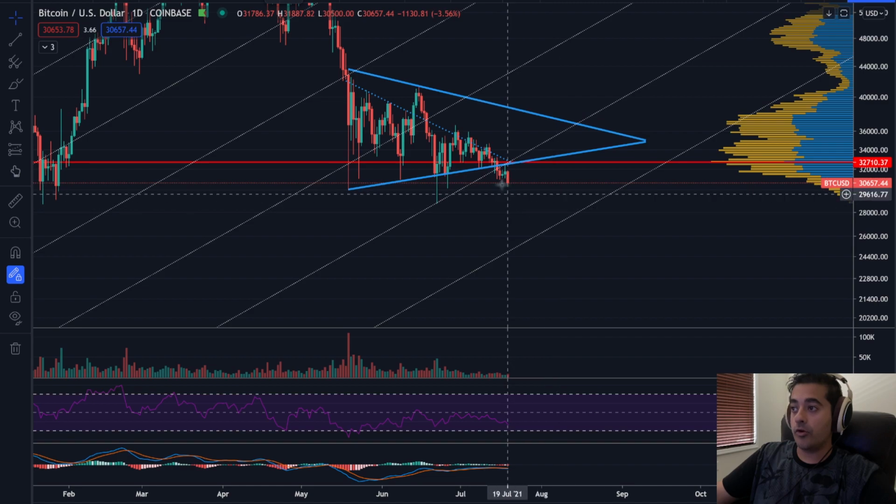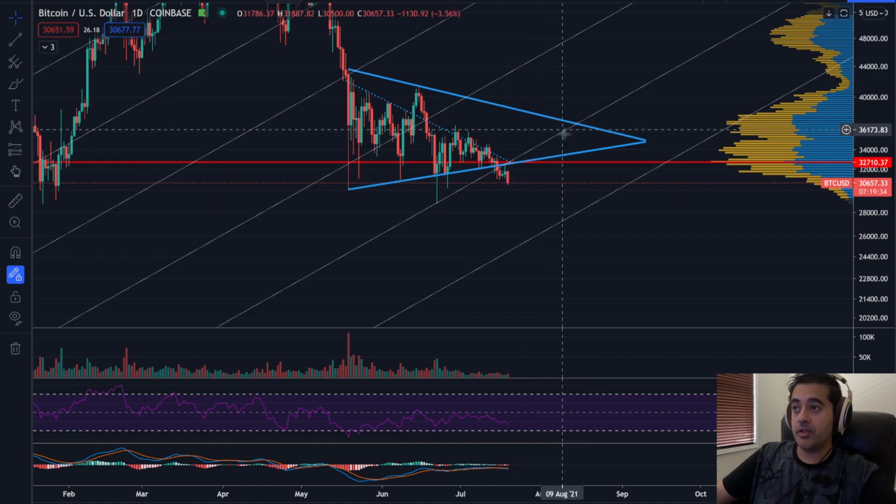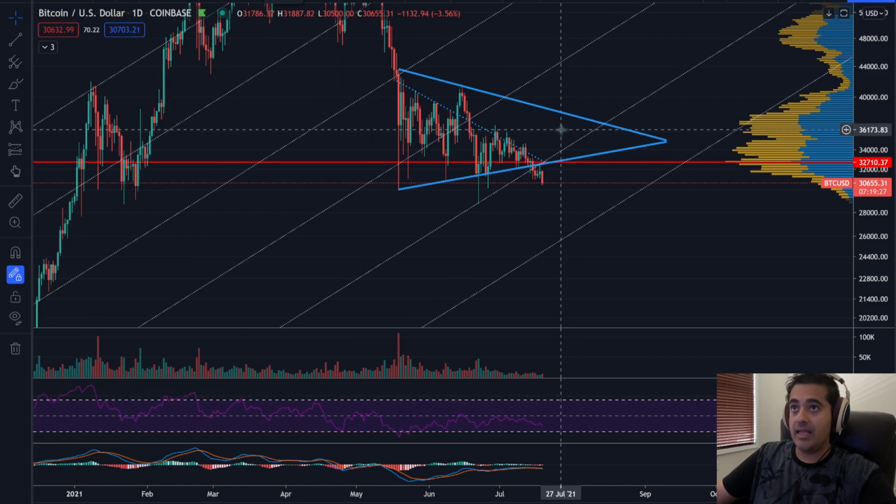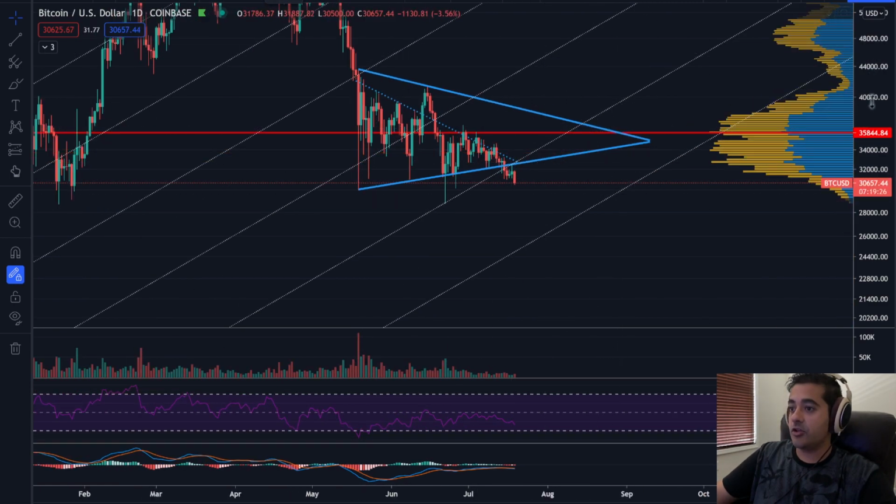That's why I have my orders already set, because I could see this turning back around and going back up to 35,000 at any point in time. I think it's severely undervalued where it is, so it wouldn't shock me one bit. Okay, so that is pretty much it for the chart and the technicals.